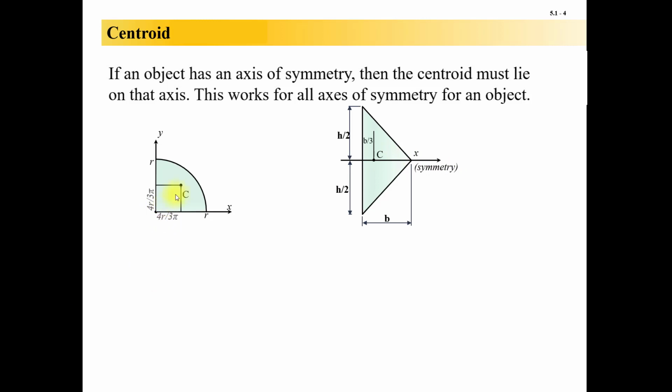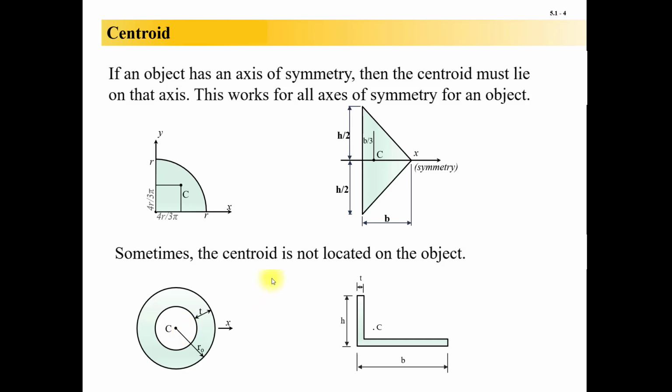So for instance, for this quarter circle right here, there would be an axis of symmetry running right up through there, and you can see that the centroid lies on that. Here we have an axis of symmetry because the triangle can fold down upon itself. So you don't have to do any calculation whatsoever to find at least that line of symmetry and the line that at least the centroid lies upon.